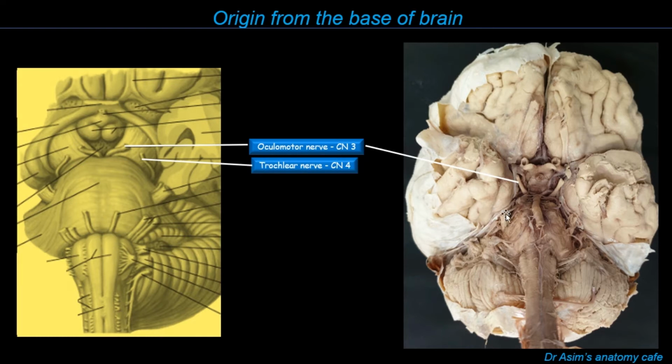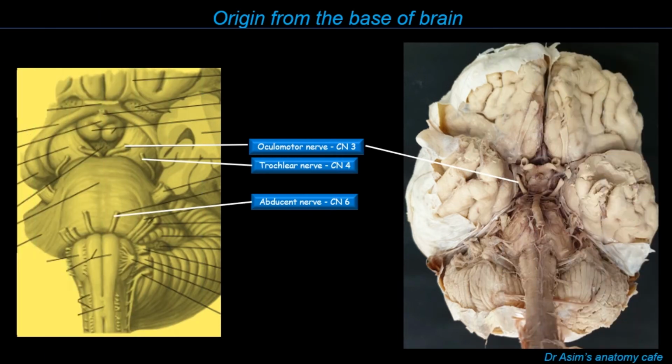The trochlear nerve is not clearly visible on the prosection over here because it's a fairly small nerve. It's hard to identify compared to the oculomotor nerve, which is much wider in its diameter and comes up from the front as well, so it's clearly visible on the prosection.